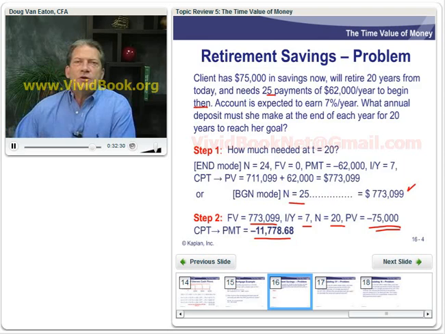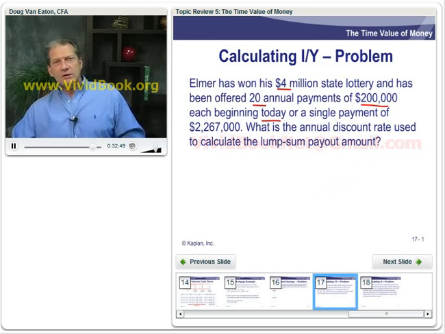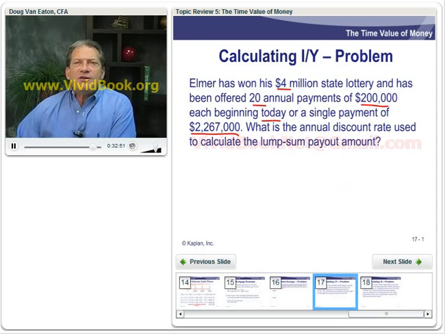Now let's do a couple other calculations using our time value of money keys. Elmer has won his $4 million state lottery and has been offered 20 annual payments of $200,000 beginning today, or a single payment of $2,267,000. Wouldn't it be nice? What is the annual discount rate used to calculate the lump sum payout amount?